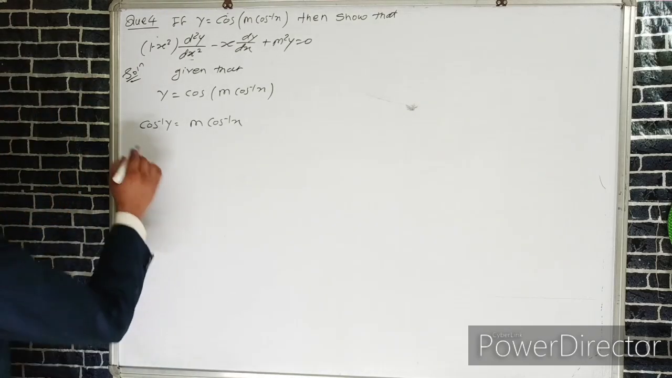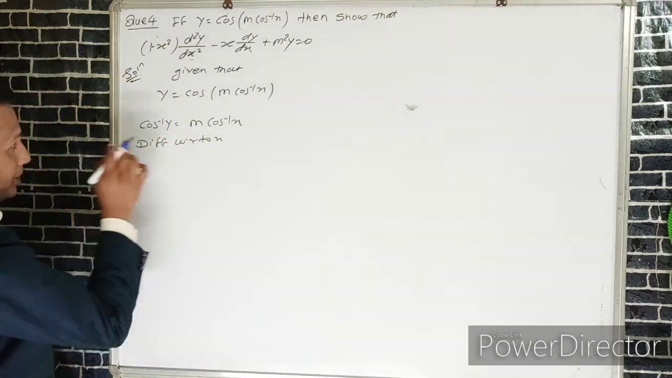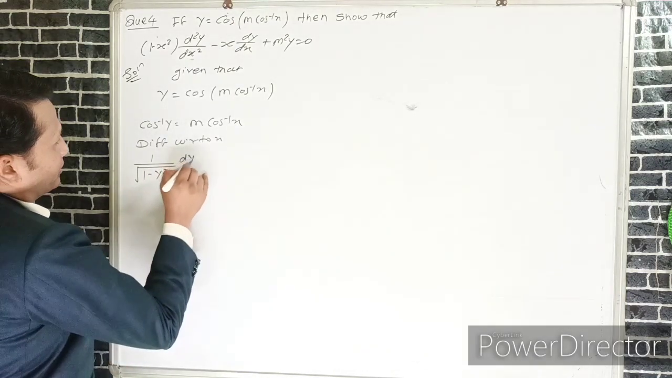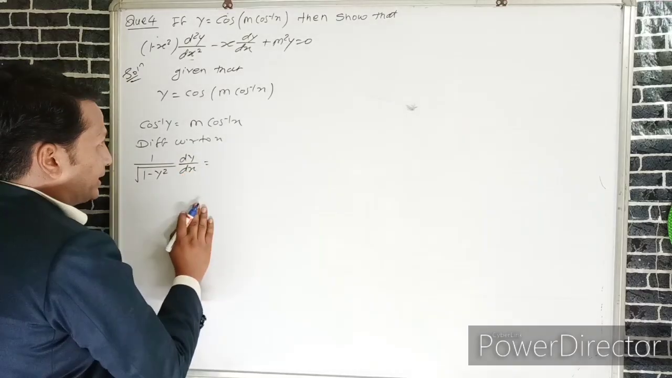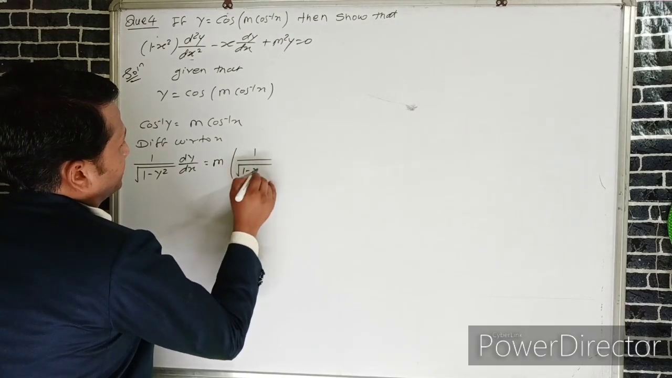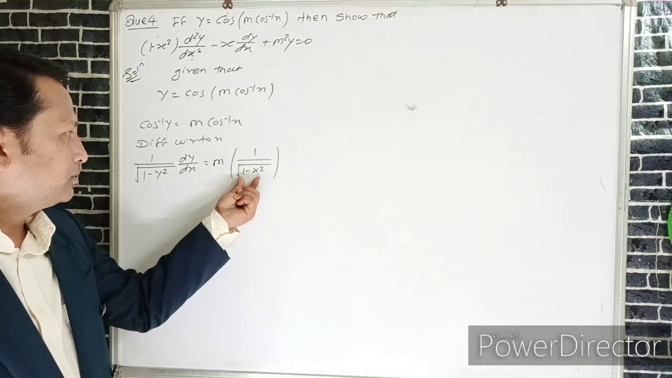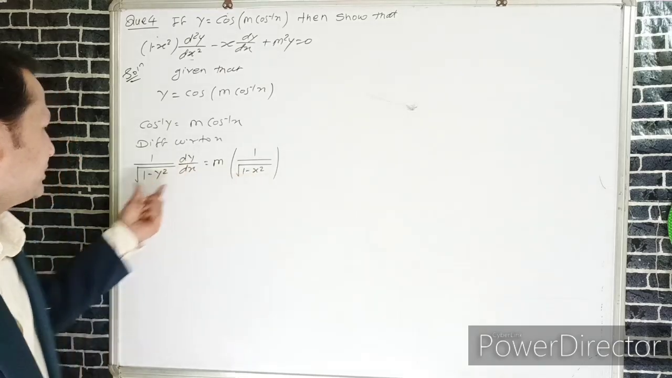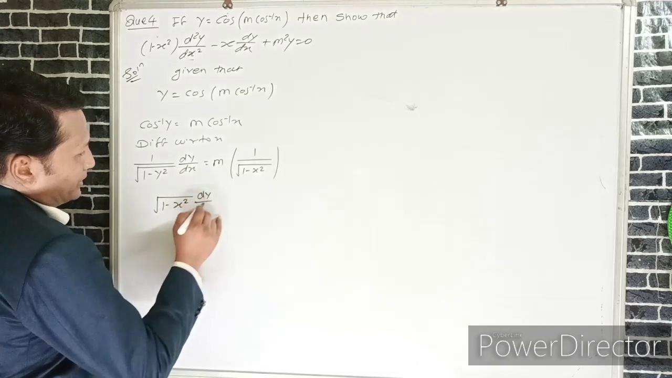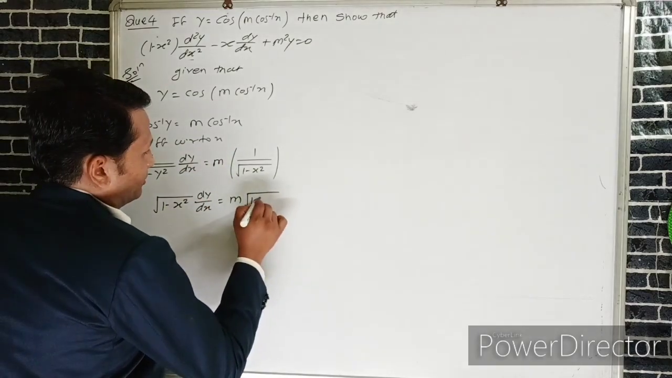Now we differentiate with respect to x. We can write the derivative of cos inverse y as 1 upon under root of 1 minus y square, into again the derivative of y, which is dy by dx. m is a constant, and the derivative of cos inverse x is 1 upon under root of 1 minus x square. Now if we shift under root of 1 minus x square, which is in the denominator, to the left side, we can write under root of 1 minus x square into dy by dx is equal to m into this term, which is in the denominator, shifted to the right side, under root of 1 minus y square.